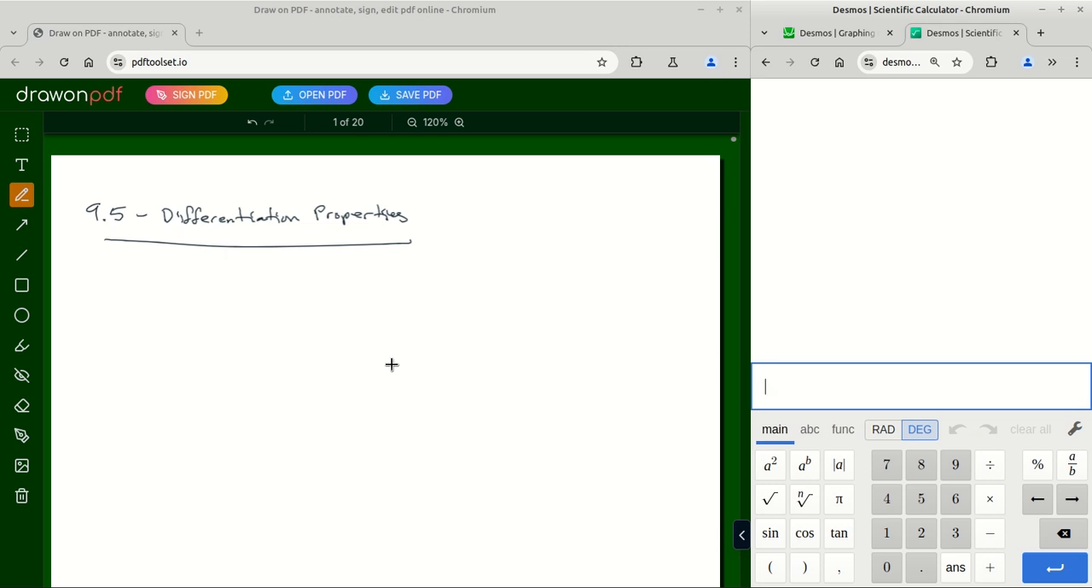Hello everyone, this is a video lecture for Business Calculus, Math 1325, and we are in 9.5, Differentiation Properties. Oh, that's a big name. Anyways, derivatives is what they're trying to say here. These are derivatives. So we did a little bit of derivatives already.